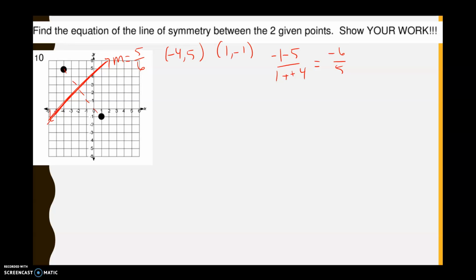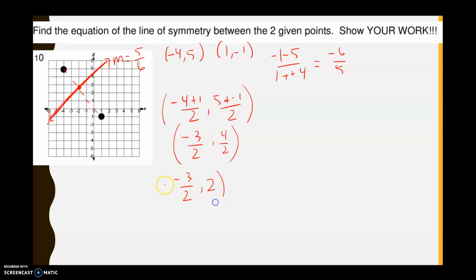Then I have to figure out a point that is on here. So I know it's going to be the average of these 2 points. So I'm going to do negative 4 plus 1 over 2, 5 plus negative 1 over 2. I get negative 3 over 2, and 5 minus 1 is going to give me 4 over 2, which I'm going to get negative 3/2 and 2. So here is my slope, and here is my point that I want to use.